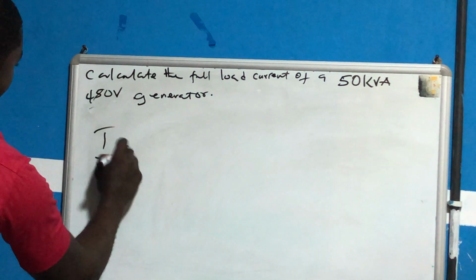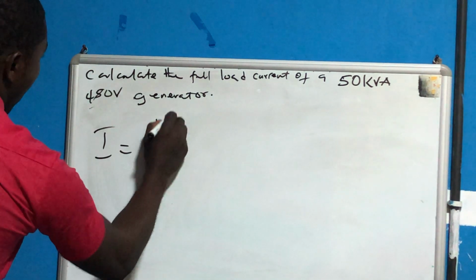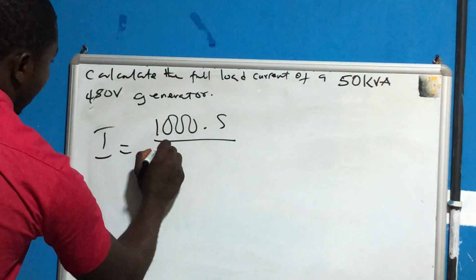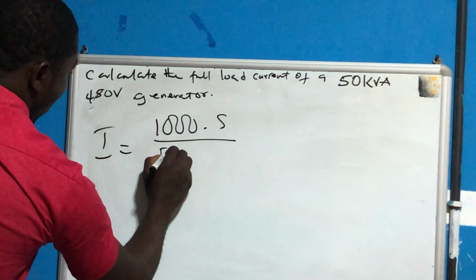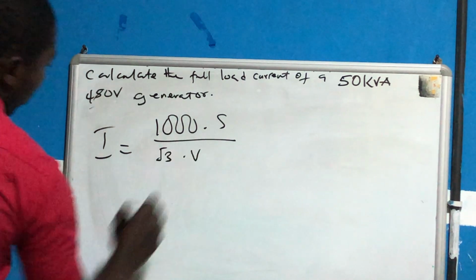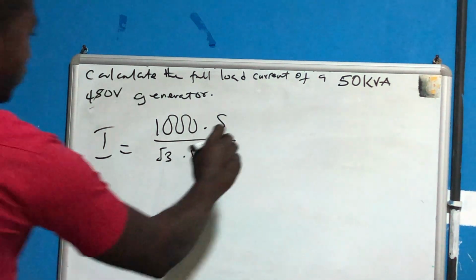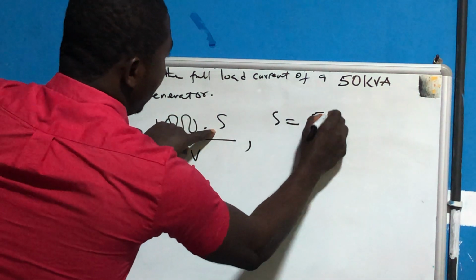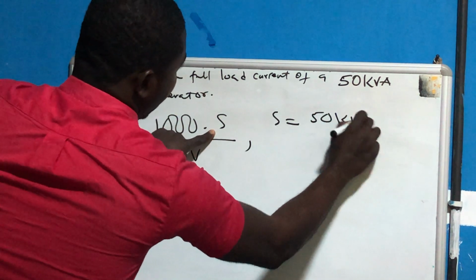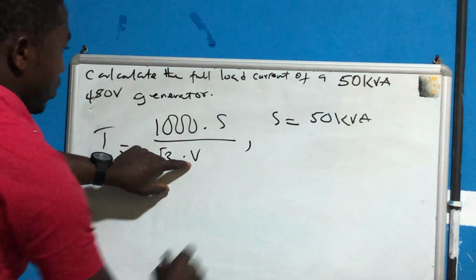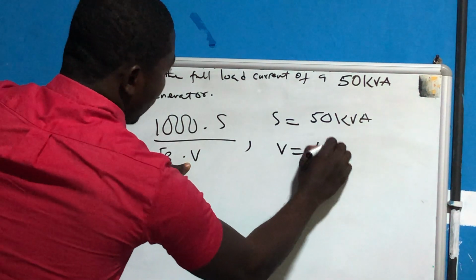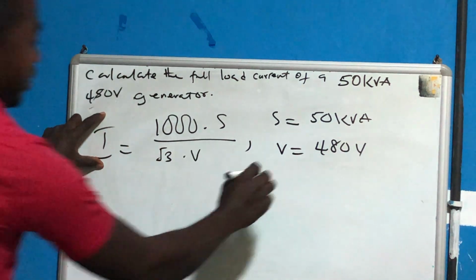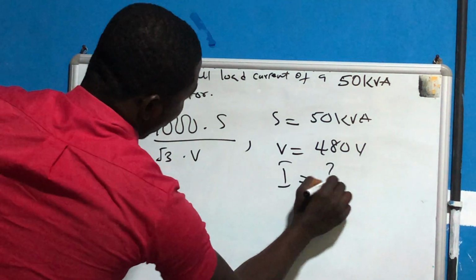Full load current I is equal to 1000 times S over square root of 3 times volts. From the question, S is equal to 50 kVA, V is equal to 480 volts, and I is unknown.